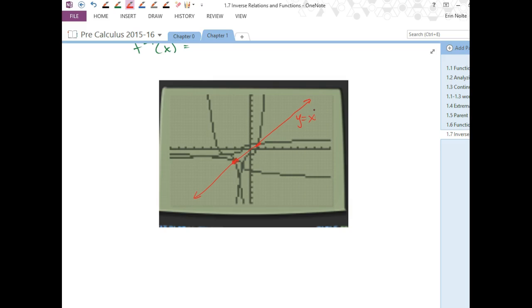Always, because if you think about it algebraically, what did we do initially? Our first step was to do what? Set y equal to x. Exactly. Okay, so that is exactly why the graph is reflected over that line. Okay, so let's do another graph.